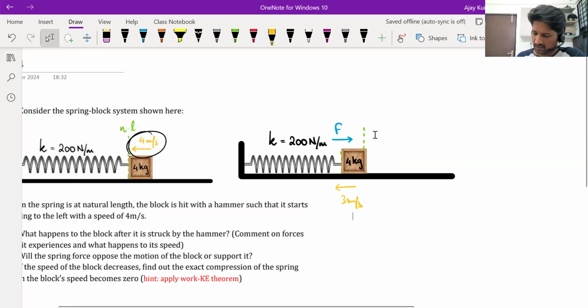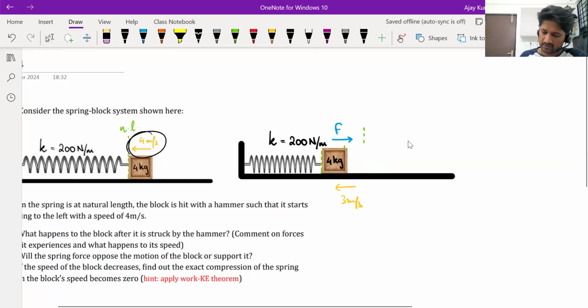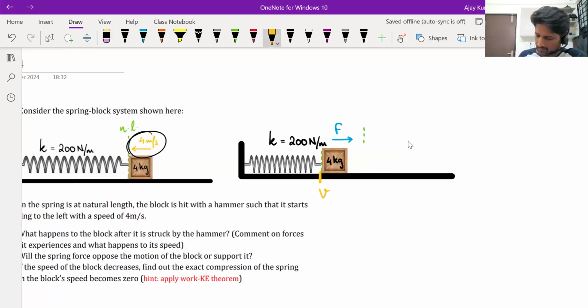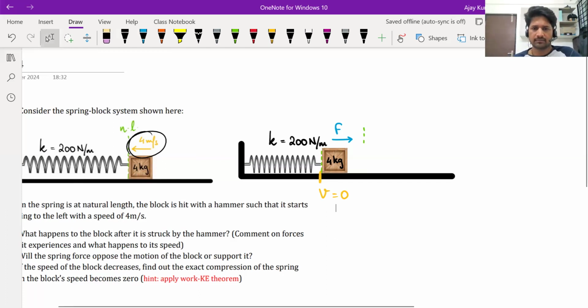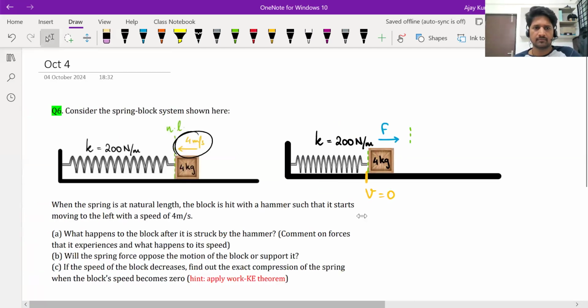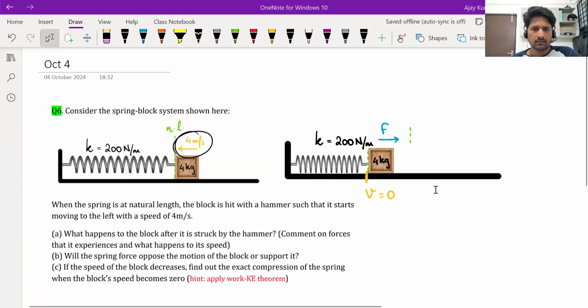When the spring gets compressed a little more, that force will keep acting on the block. So the block speed will keep on decreasing. And as the spring gets compressed more and more, the force on the block increases. The spring force becomes stronger and stronger, and the block's velocity decreases further. Finally, it will stop somewhere. Is this part clear to all of you? Were you able to imagine this happening? Okay. So that's the first part of the question.